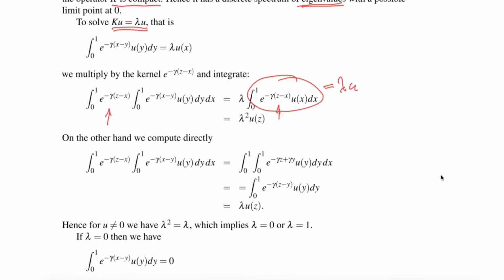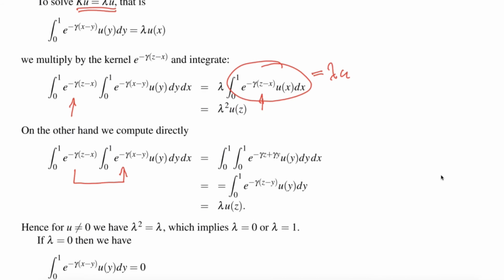On the other hand, though, we can directly compute this. We can multiply this exponential with this exponential. And what do we get? We get e to the minus gamma z plus gamma x minus gamma x plus gamma y. So the gamma x terms cancel.